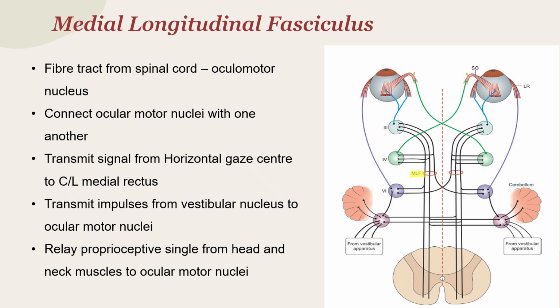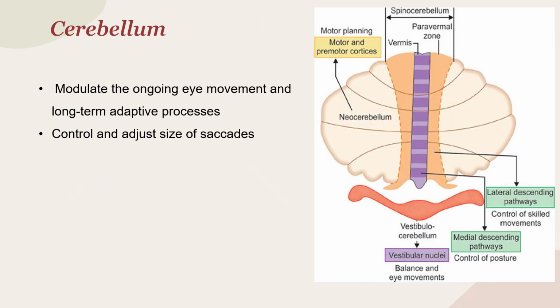It transmits signals from the horizontal gaze center to the contralateral medial rectus. It transmits impulses from the vestibular nucleus to the ocular motor nuclei, and it is a relay center for proprioceptive signals from head and neck muscles to the oculomotor nuclei. Then we have the cerebellum. It modulates the ongoing eye movement and long-term adaptive processes, and controls and adjusts the size of the saccades.